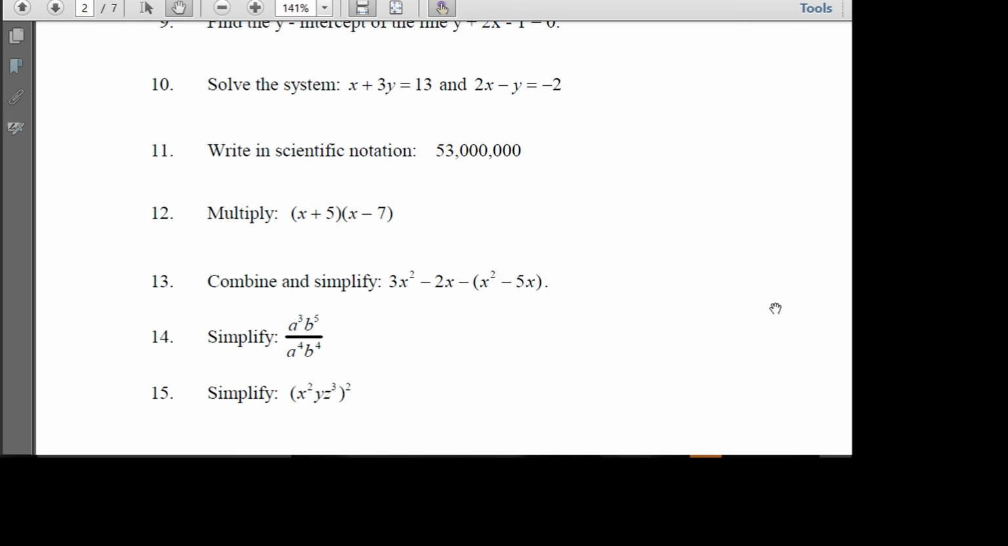Multiply, is that foiling? That's foiling. Do you know how to do that? First, outer, inner, last. So it'd be 2x and all that. It would be x squared, x squared minus 35. Okay, we might have to practice that. Times 5x or plus 5x. I don't know. Whatever. I always remember the FOIL, but like. We'll practice it. It's fine. Yeah. We'll practice it.